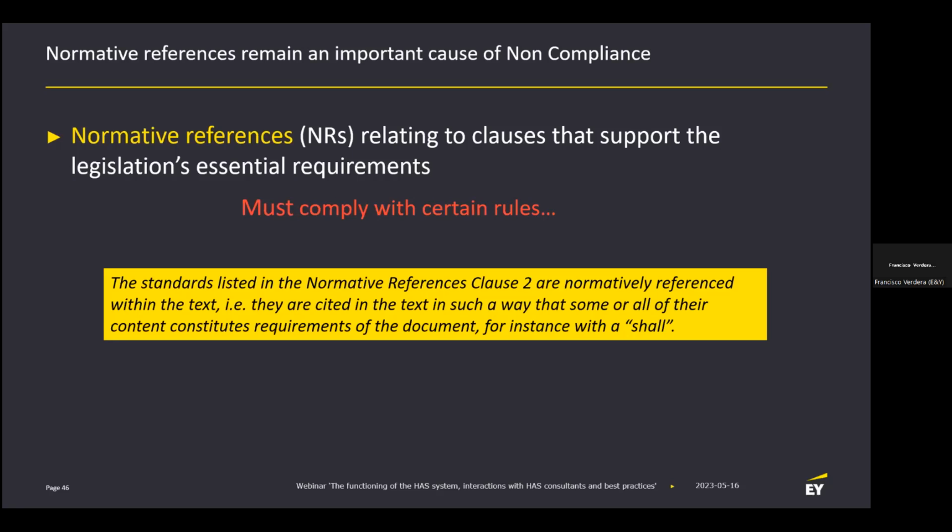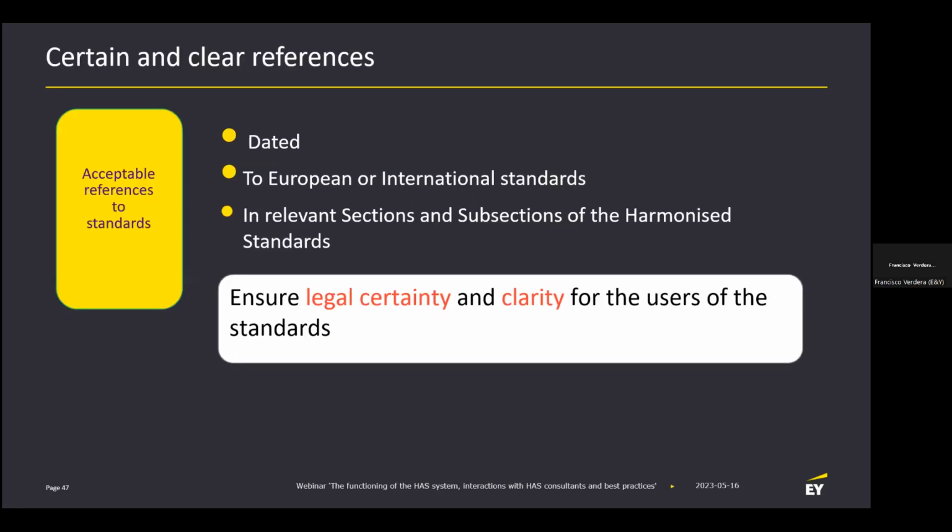In principle, normative references are, of course, normally references to other standards. They are cited in such a way that normally they constitute requirements of the document, or they also provide testing methods or assessment methods regarding certain requirements. So normative references are really an important element here in the assessment. And let's go to the next slide, and possibly I can explain in a clear way, because in fact, what we are talking about here is legal certainty.